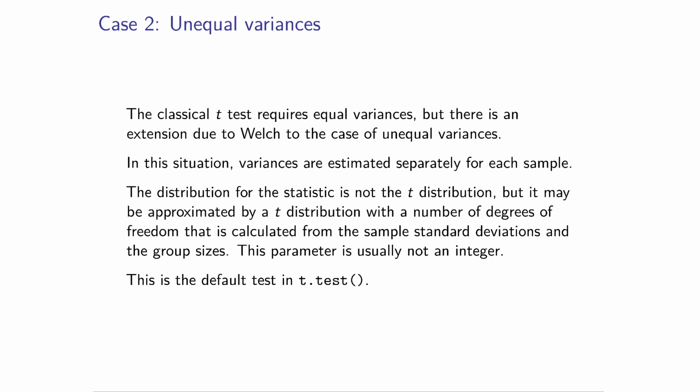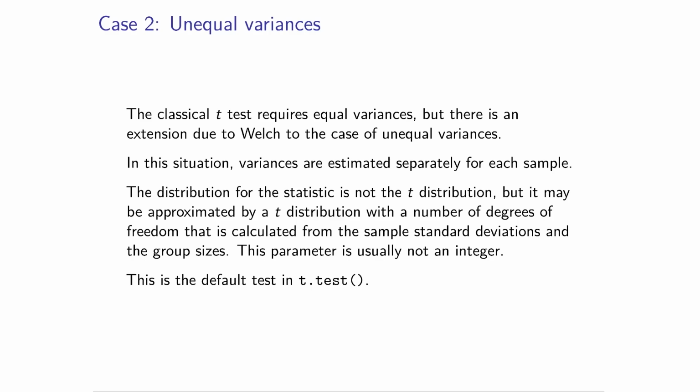Now let's look at the second case where we have unequal variances. The classical t-test requires equal variances, but there is an extension due to Welch to the case of unequal variances. In this situation, variances are estimated separately for each sample. The distribution for this statistic is not the t-distribution, but it may be approximated by a t-distribution with a number of degrees of freedom that is calculated from the sample standard deviations and the group sizes. This parameter is usually not an integer. And this is the default test when you use t.test.